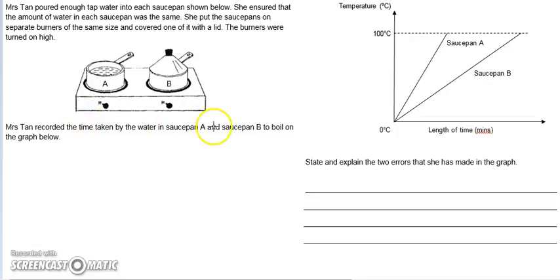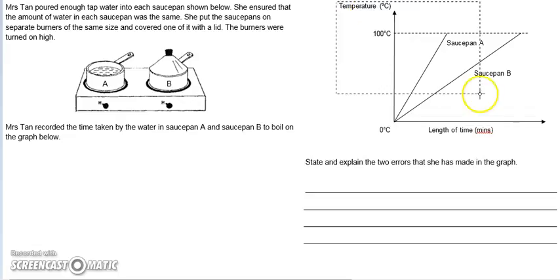Mrs. Tan recorded the time taken by the water in saucepan A and saucepan B to boil on the graph. Okay, but when she plotted the graph, she made two errors, right? State and explain the two errors. Okay, so we need to look at the graph, we need to scrutinize the graph.